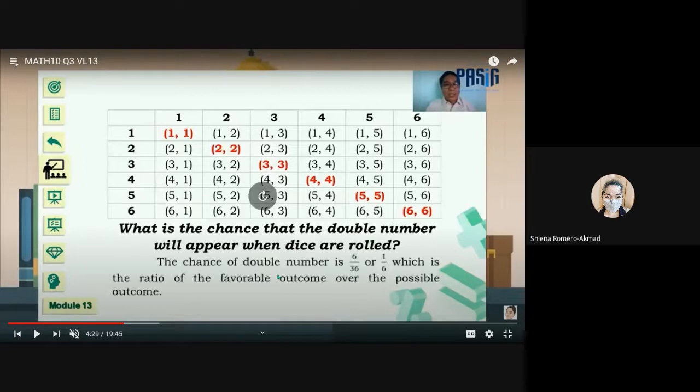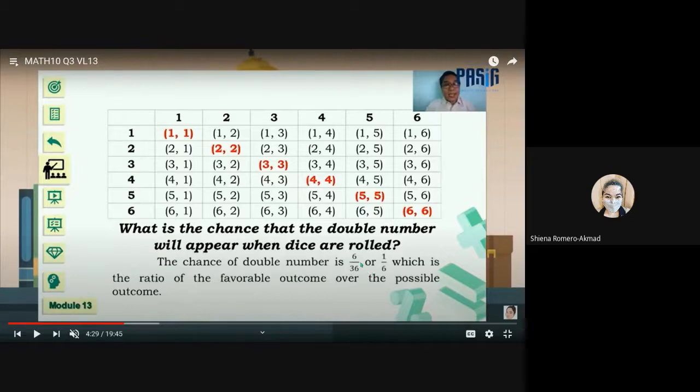So dahil 6 yung doubles natin, ibig sabihin 6 out of how many possible outcomes pa meron tayo? 36. So kapag ang hinihingi sa inyo is the possibility that something will happen or the chance that something will happen, you are going to consider the number of that event, number of this event na double sila, which is 6, and yung number ng possible outcomes. And that is 6 over 36. Kapag sinimplify natin yan, magiging 1 over 6.